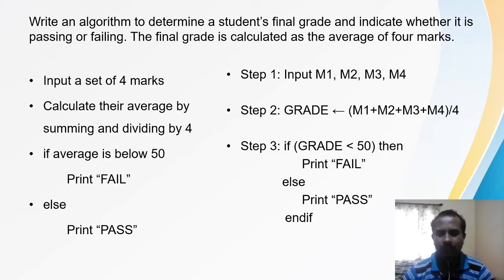So in step 3 also, how it is checked: if grade is lesser than 50, then print fail, or else you can print pass. Afterwards you have to stop the if condition. So we are using end if.